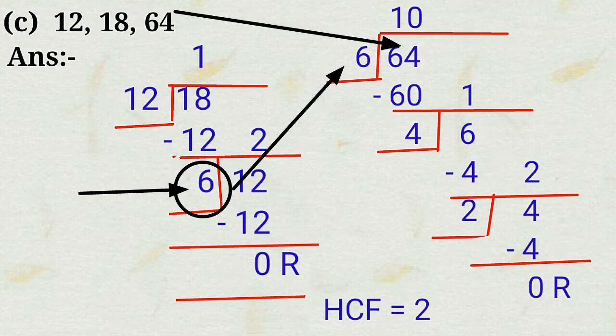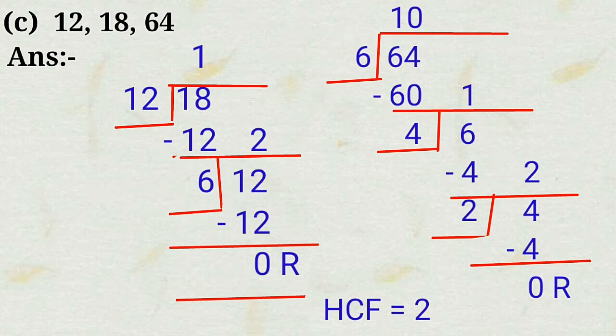So let's take now 6 and 64. Now let's take 6 as divisor and 64 as dividend. So let's divide. 6 tens are 60, so we get 4 remainder. Now take 6 as dividend. So 4 ones are 4, so we get 2. Now let's take 4 as dividend. So 2 twos are 4. So 4 minus 4 gives us 0 remainder. So from here the last divisor is 2. So hence HCF is equal to 2. Answer.